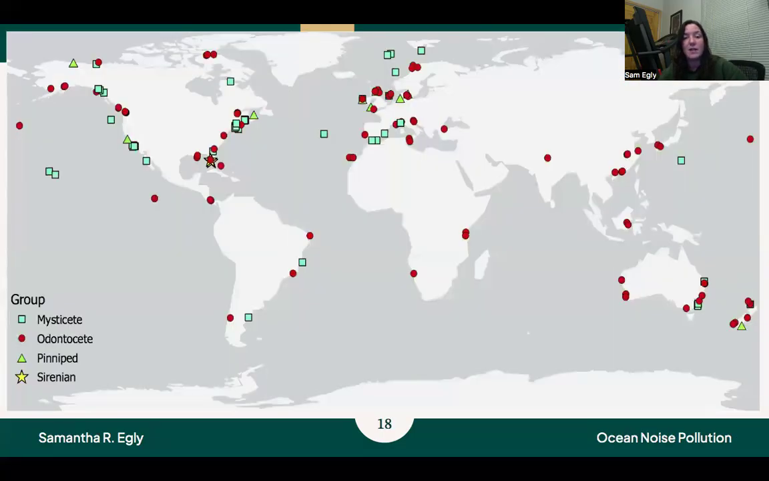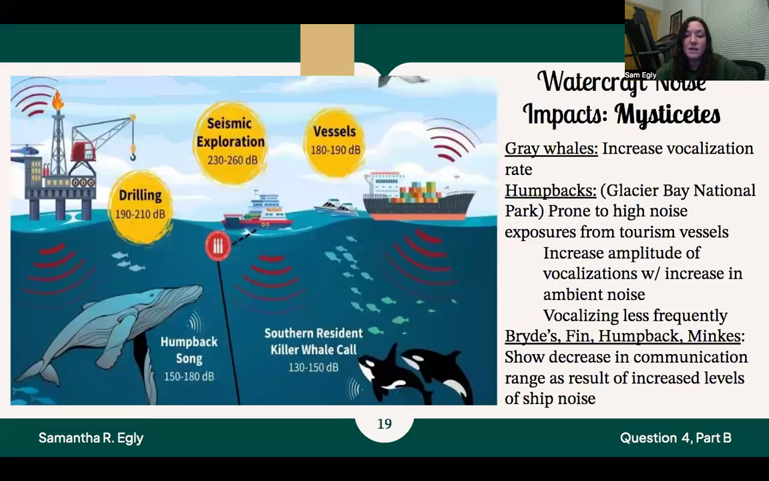This is just a map of all the species that are affected by noise pollution. All right, so for baleen whales, some increase their vocalization rate, and at times of increased engine noise, gray whales' vocals were higher. Humpbacks increase the amplitude of the vocalizations while vocalizing less frequently. Also, communication range has decreased as a result of increased levels of ship noise, as has been seen in Bryde's, fin, humpback, and minke whales.